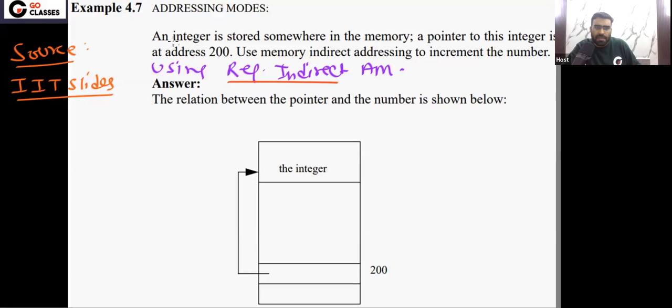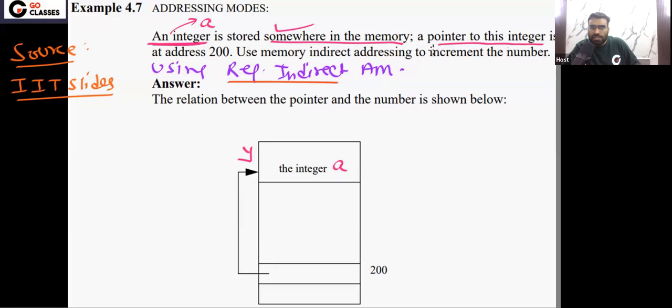Read the question. The question is saying an integer, let me call it A. So this integer A is stored somewhere in the main memory. We don't know. Yes or no? Do we know where this A is stored? No. You can see, somewhere in the main memory. Okay, let me assume that location is Y.